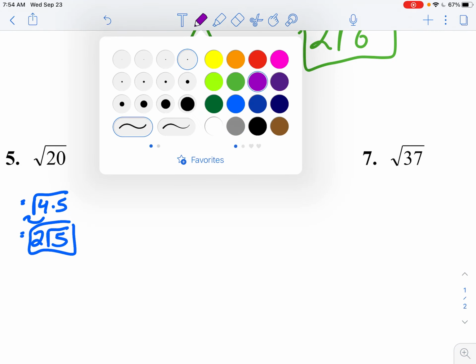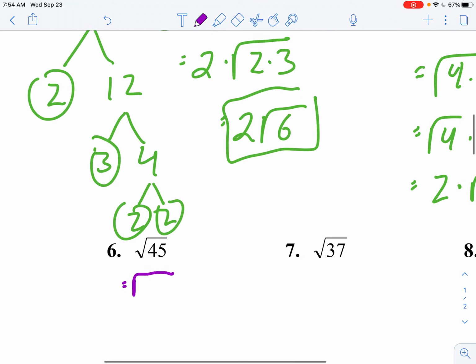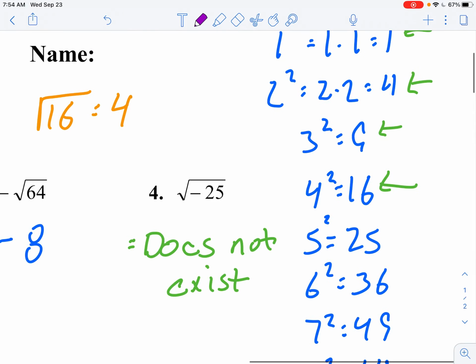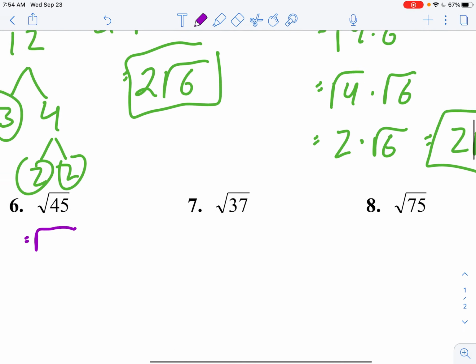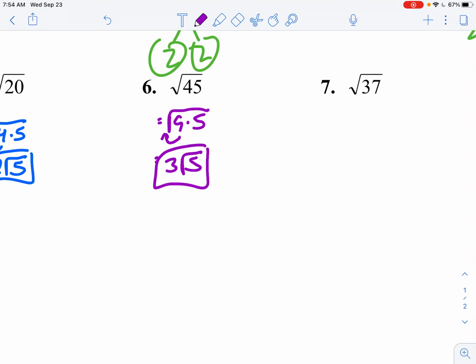For my next example, let's see, 45. If I'm looking up here at my list, I know 9 is a factor of 45. So the square root of 45 is equivalent to the square root of 9 times 5. And I know the square root of 9 is 3. So this is 3 root 5.